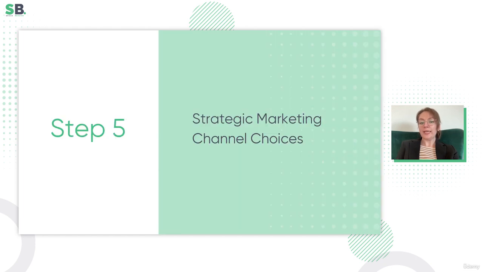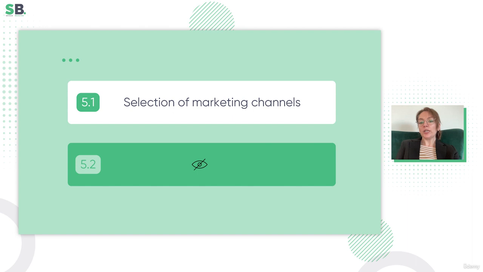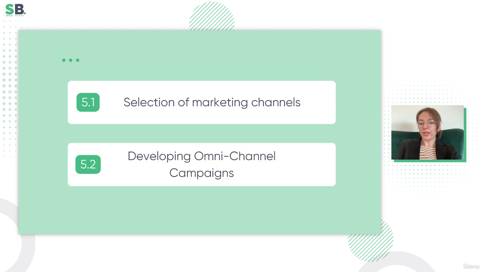The fifth step is strategic marketing channel choices. At this stage, we consider the strengths and weaknesses of various channels and select marketing channels that align with our target audience's preferences. Next, we develop omni-channel campaigns, integrate channels for a seamless customer experience, considering different touchpoints.